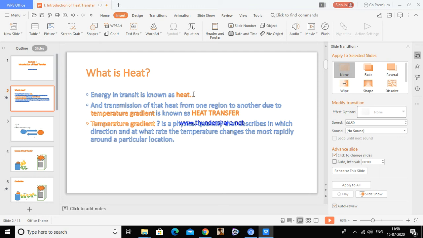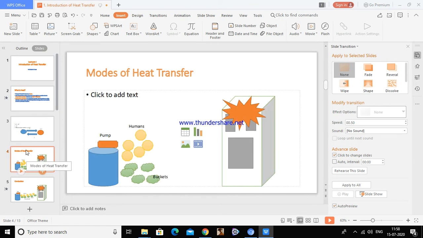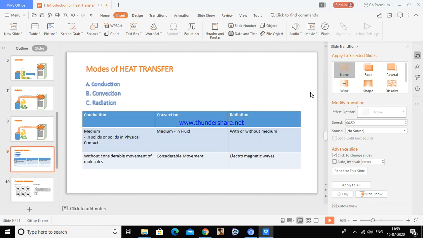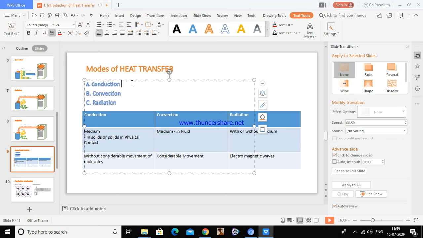Now let us see how it occurs. Heat transfer occurs by means of three modes. The first one is conduction, the next one is convection, and the third one is radiation. Remember that conduction is always in solids, convection is always in fluids, and radiation needs no solid or fluid, so no medium.